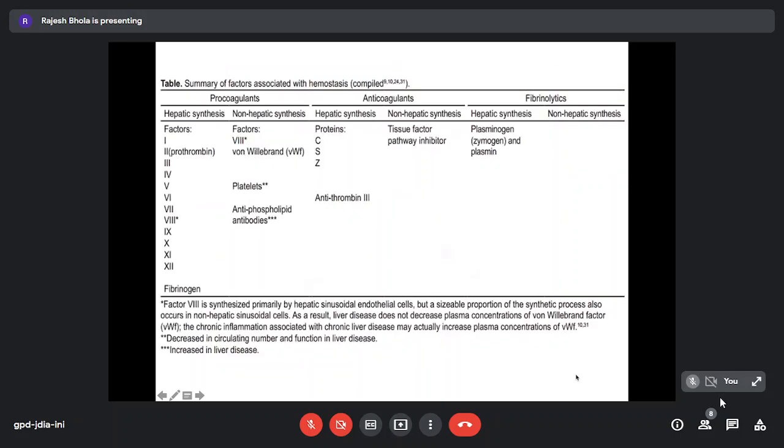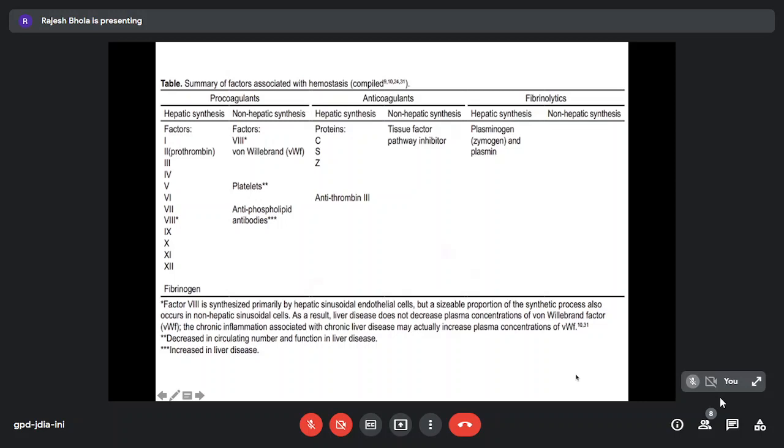So with this, you have understood that there are three kinds of coagulation proteins in the circulation. They can be classified into either procoagulants, anticoagulants, or fibrinolytics. The procoagulants help in formation of the clot. Anticoagulants prevent clot formation. Fibrinolysis helps in lysis of the fibrin products.